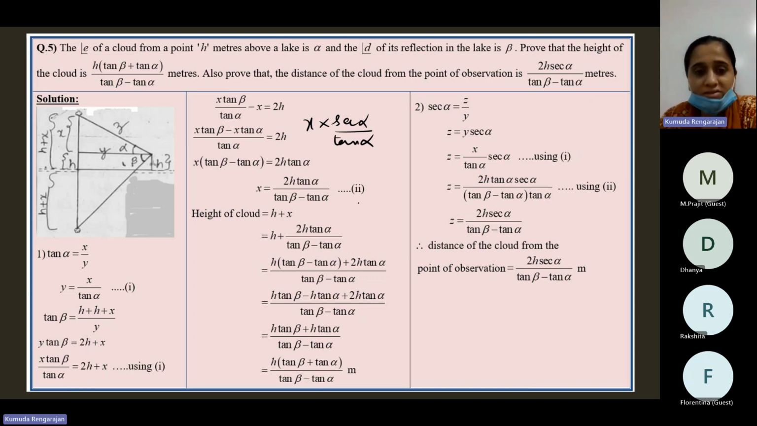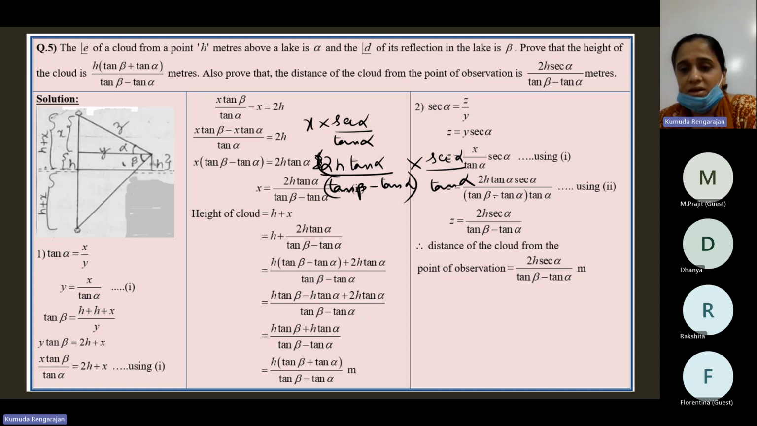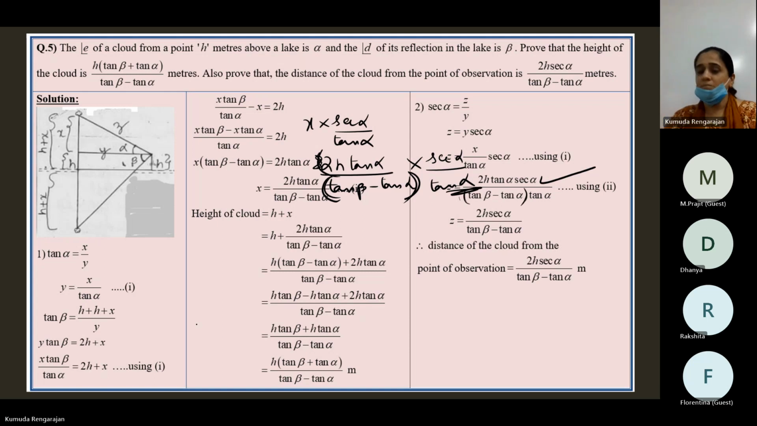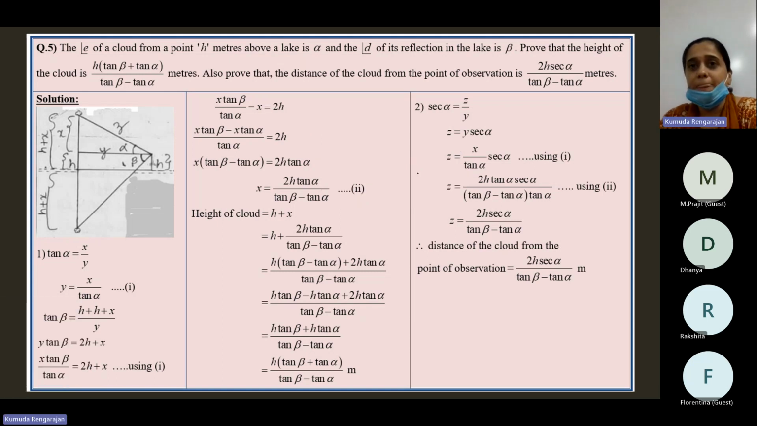Now what is x? Write this. X is 2h tan alpha divided by tan beta minus tan alpha, into secant alpha by tan alpha. So this is 2h tan alpha secant alpha divided by tan beta minus tan alpha into tan alpha. Am I clear? So you can show that step. Just write x separately.